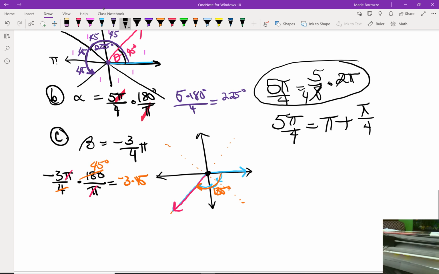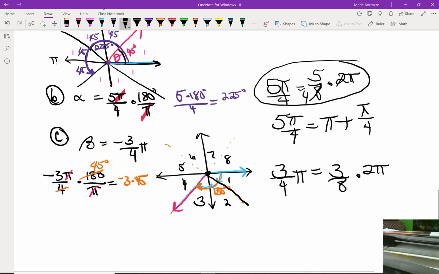Let's do the same thing with this one, with the 3/4. So you have, ignore the negative, we look at the absolute value of it. So we look at 3 over 4 pi, and we say that this is equivalent to 3 over 8 times 2 pi. So notice that what I'm saying is true. It's 3/8. You're looking at 1, 2, 3/8. Remember, I am splitting this into 5, 6, 7, 8. So I'm looking at 3/8 of the entire circle.